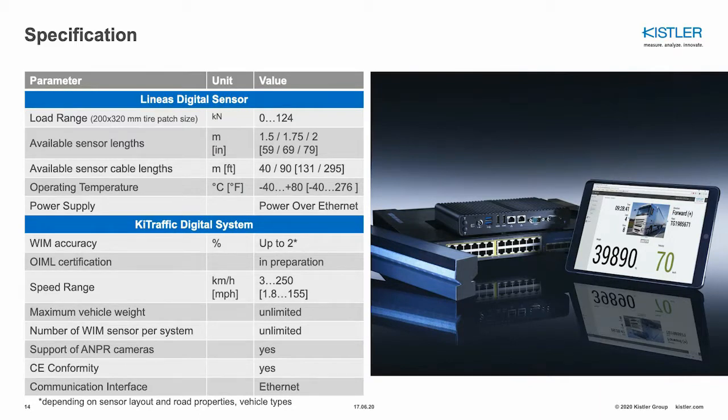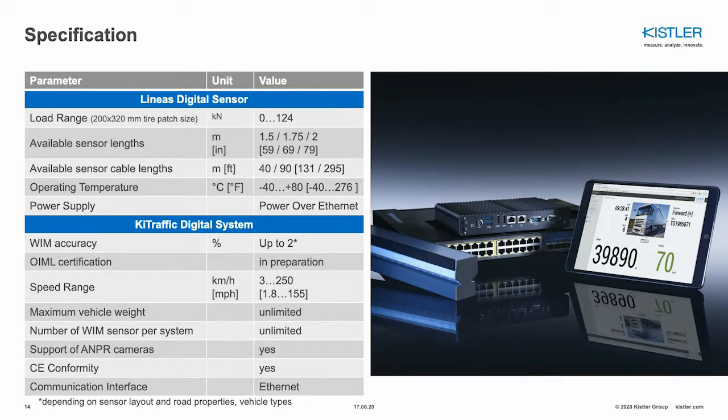The sensor can carry a load range of up to 124 kilonewton. This represents a wheel load of up to 12.5 tons. And this represents axle loads of up to 25 tons, which can be carried and measured by the sensor. The sensors are available in 3 different lengths. That's what you know from Lineas sensors already: 1.5 meters, 1.75 meters, and 2 meters. And these sensors can be equipped with cables of 2 separate lengths, either 40 meters or 90 meters.